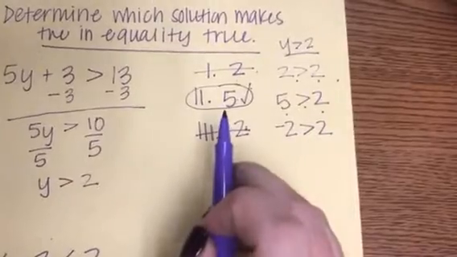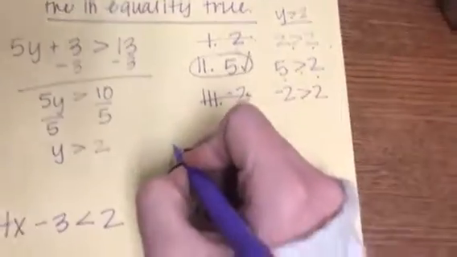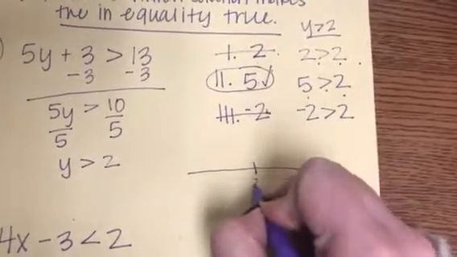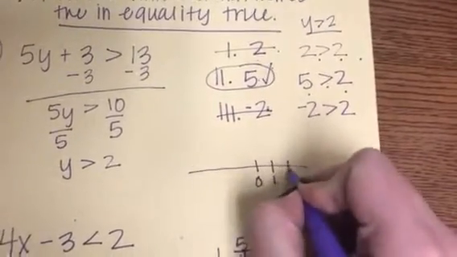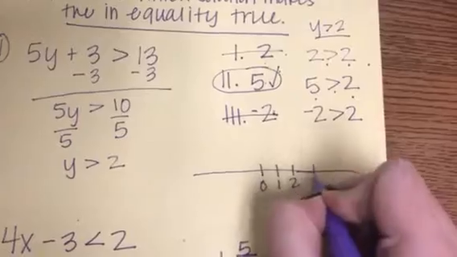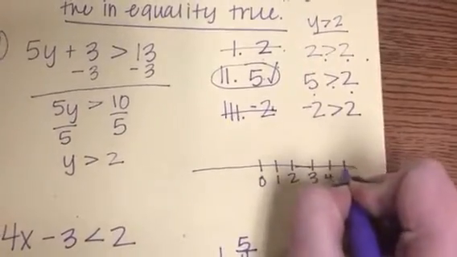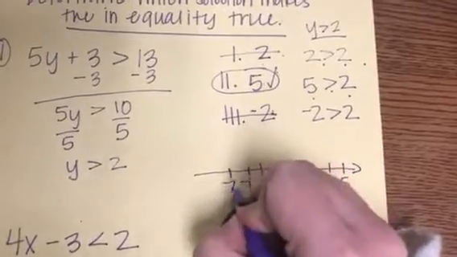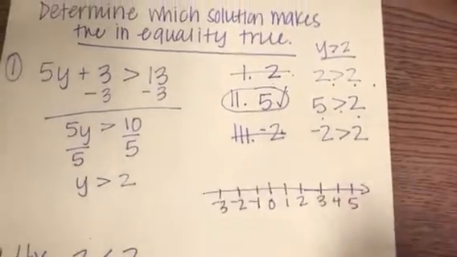So the only correct solution for our original inequality of 5y plus 3 greater than 13 would be 5. Now, 5 would not be the only solution. So when we graph our inequalities, you have 0, 1, 2, 3, 4, 5, and so on. Then you have your negative 1, negative 2, negative 3, and so on.